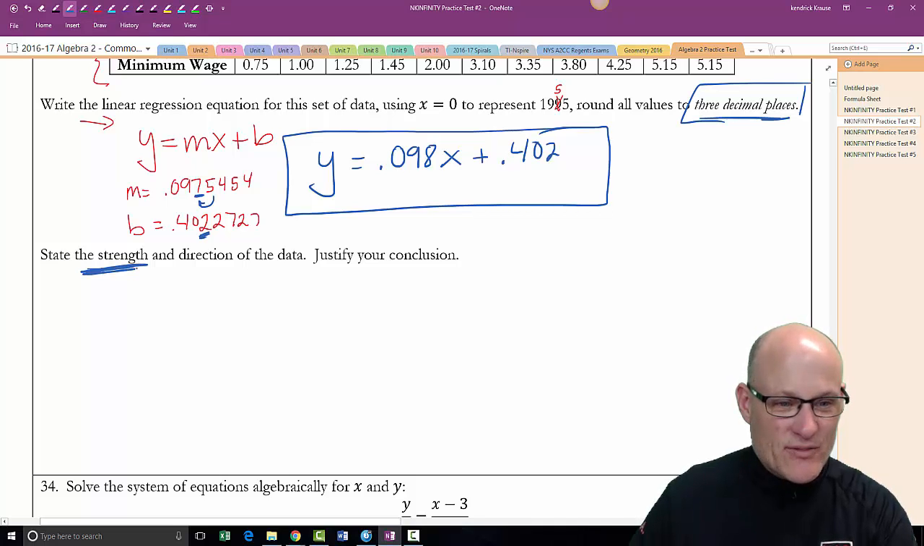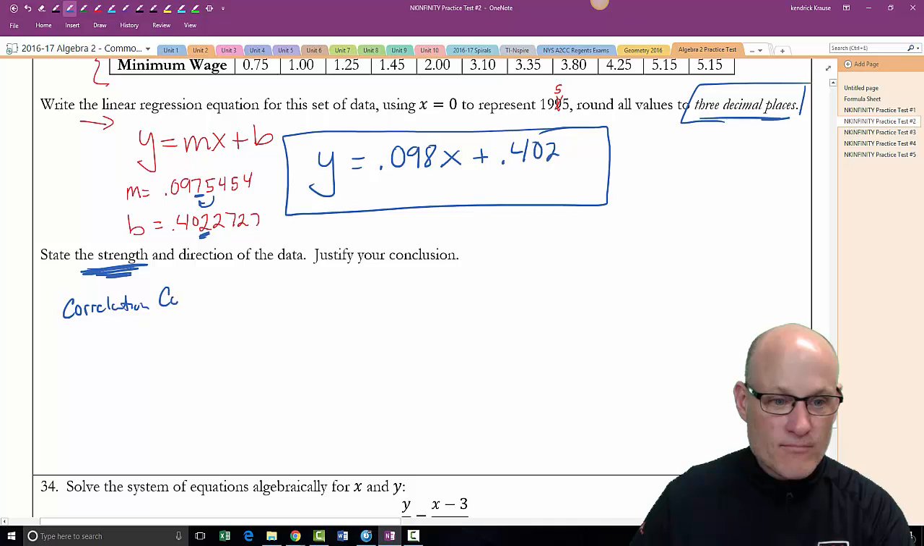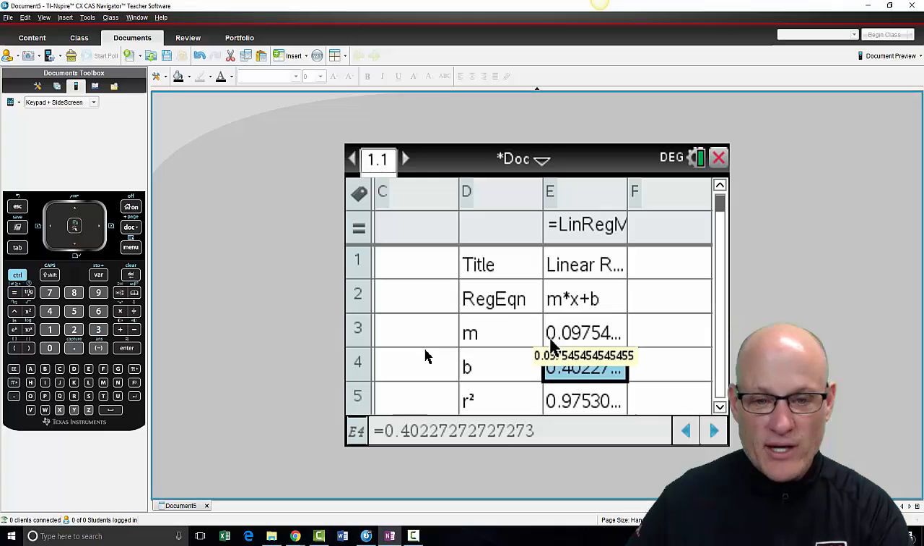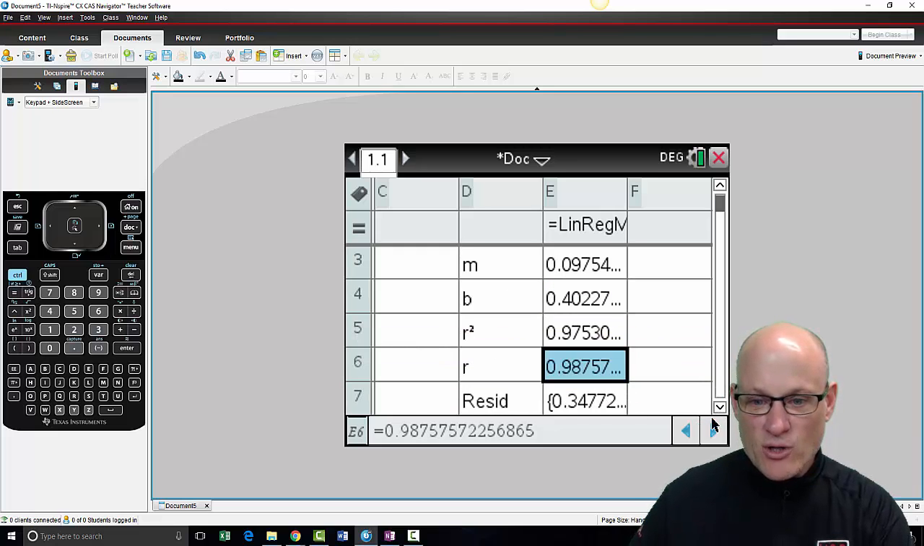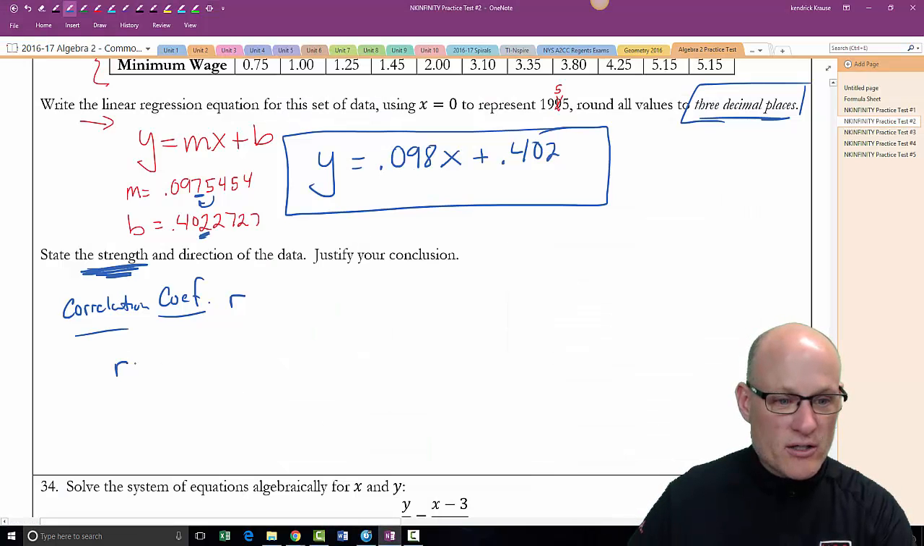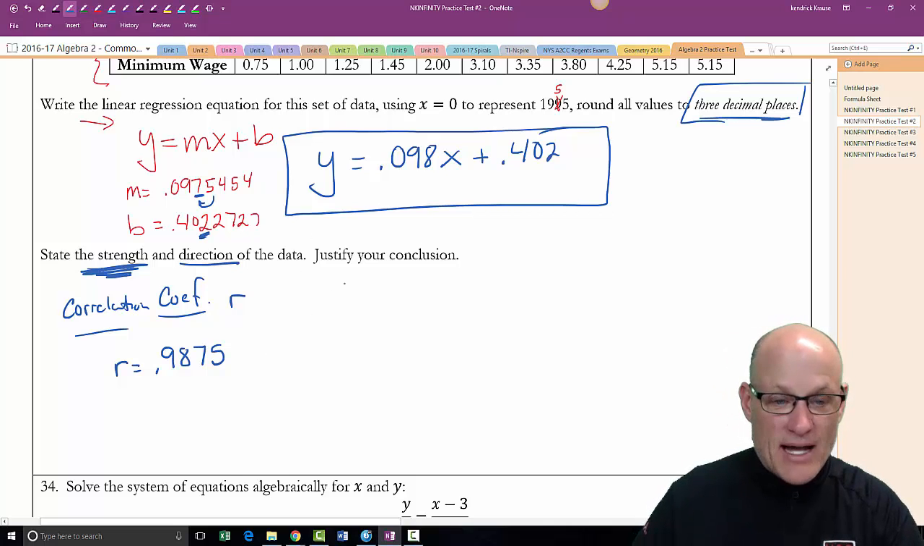Now, strength of this data. What are they talking about with strength of the data? Remember, this is your correlation coefficient, and that's the R value. So we got to come over to the R value, and you got to find the R value. And there it is right there. So our strength is 0.9875. So R equals 0.9875.